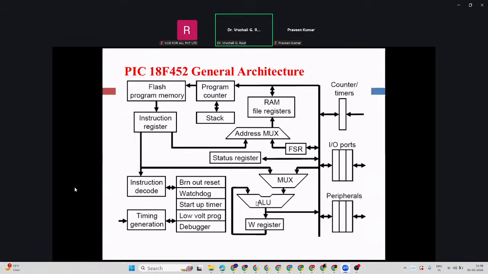So look here. There is the ALU, the Arithmetic Logic Unit. It is next supported by the W register. This is the 8-bit W register. The output of the ALU is stored in this W register, and the W register is also connected as one of the input registers to the ALU. So the 8 bits from the W register are directly available to the ALU.